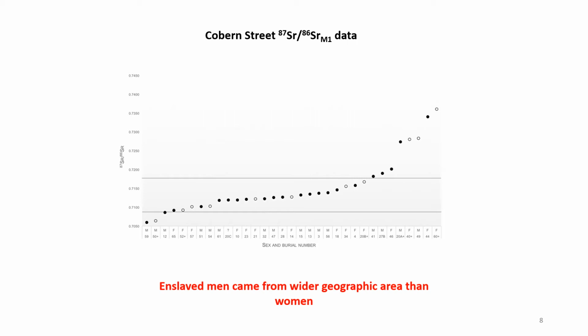It appears from statistical analysis that enslaved women came from a smaller geographic area than men. We cannot state this with certainty, but this may have occurred due to the preference for enslaved people with certain skills.